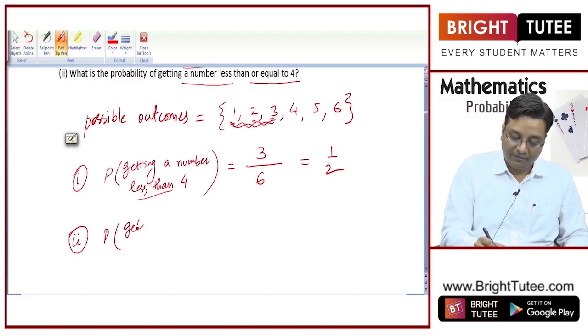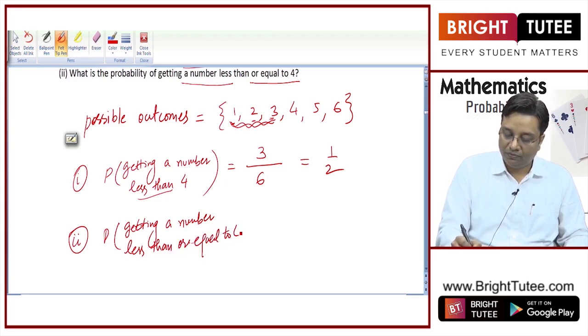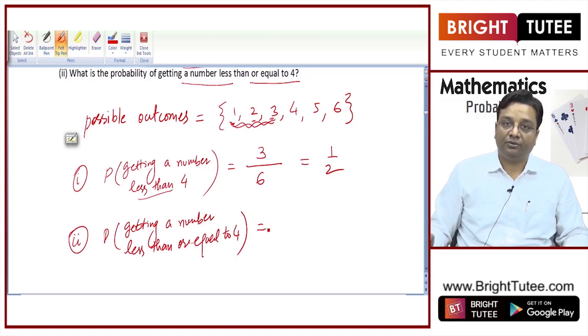Getting a number less than or equal to 4 is equal to.